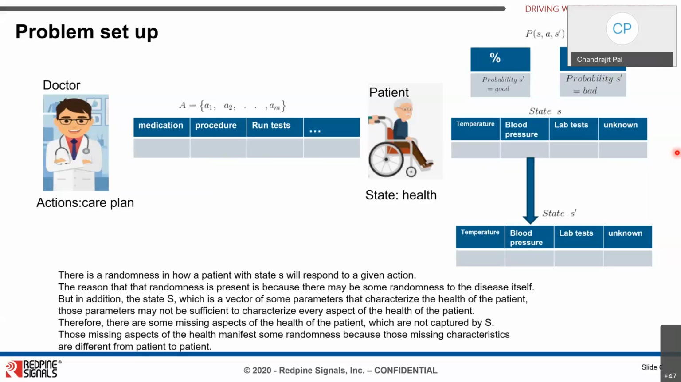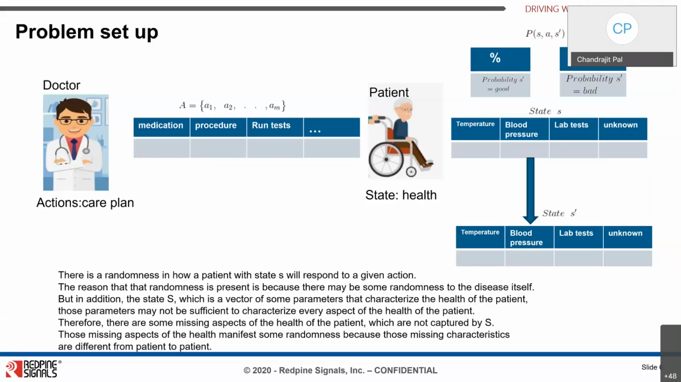Okay, so here, as you can see, it is denoted by the probability, because we don't know how the patient's health will respond to a given medication or an action plan. It is a probability P. S is the current state of the health of the patient. A is the action which the doctor has applied, and as a result, there is a state change of the health of the person, which is denoted by S prime.